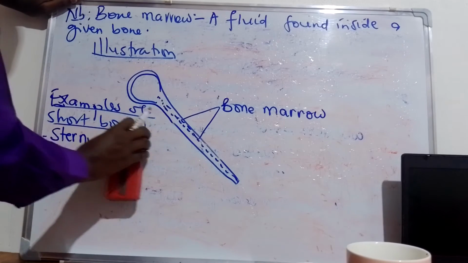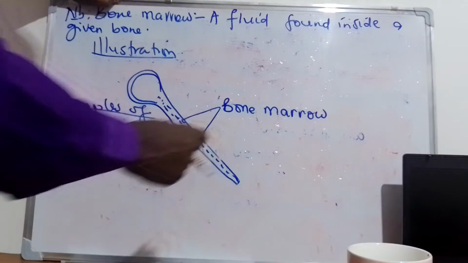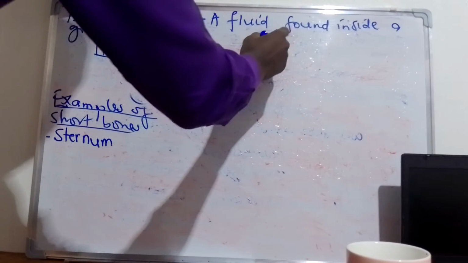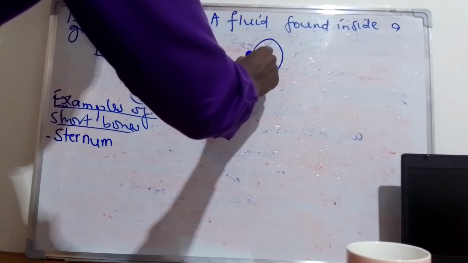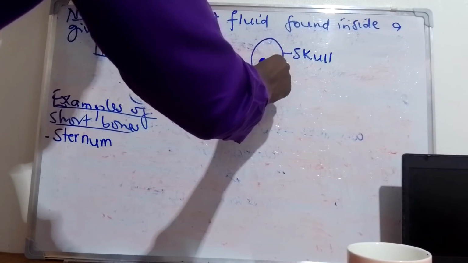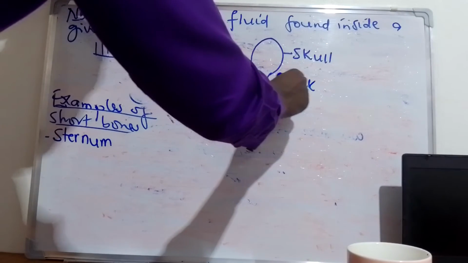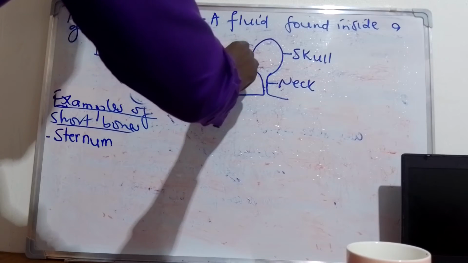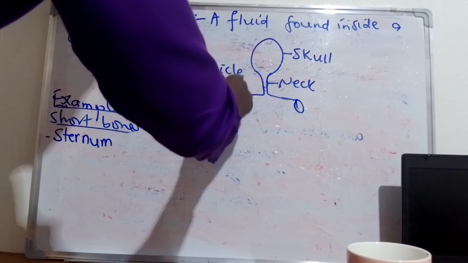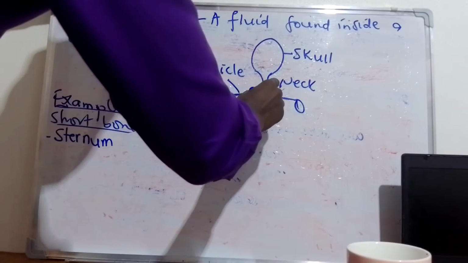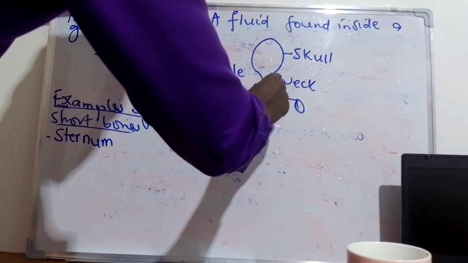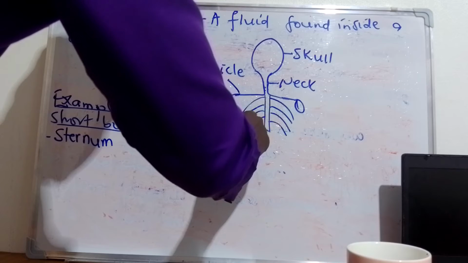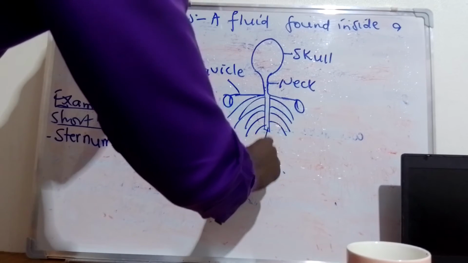Sternum is sufficient. I can illustrate it by this. Let me remove this for a moment so you can know where it is found. Assuming this is the head of a human being, this is a skull. On the skull, this is a neck. The neck here, bones. This is a clavicle, reaching this point where there is the shoulder. Now, here is a bone where ribs originate from. This is what we call the sternum.